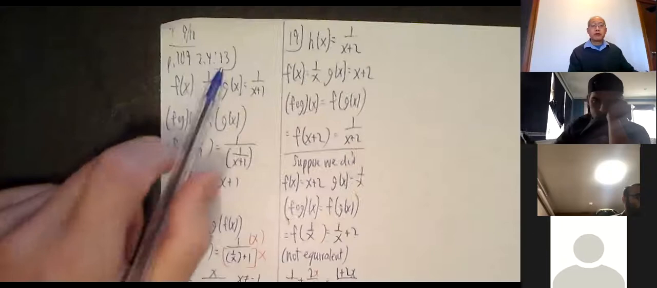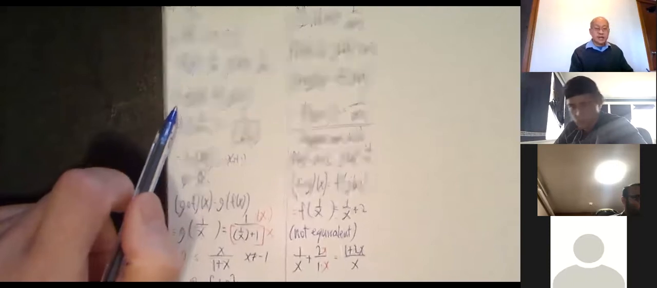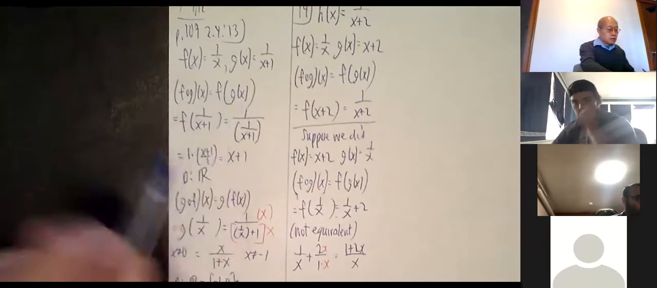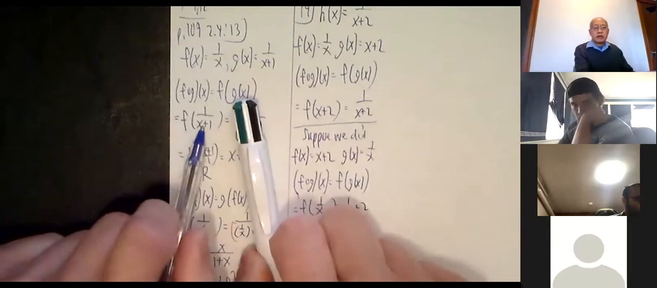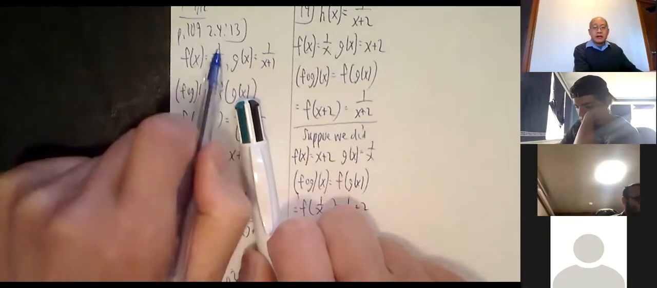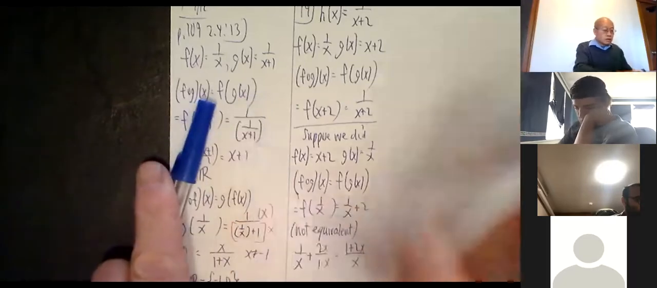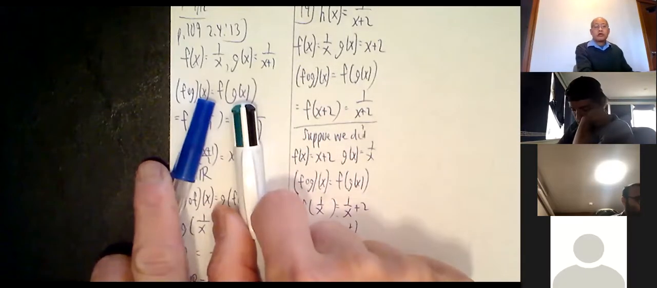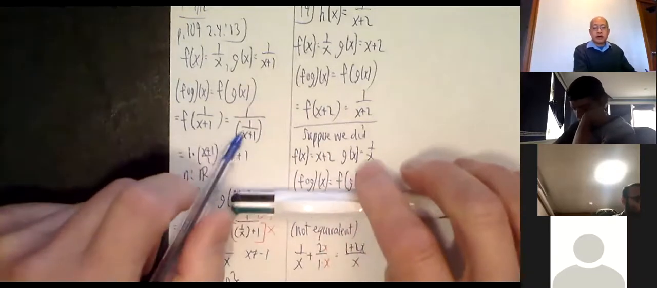So page 109, 2.4, number 13, here's f and g. So it asks for f of g of x, which is f parentheses g of x. Okay, so that's f of what is g of x? 1 over x plus 1. So I put 1 over x plus 1 here. All right, and now I apply that to f. So this thing goes right here. So it's 1 over that. 1 over x plus 1.